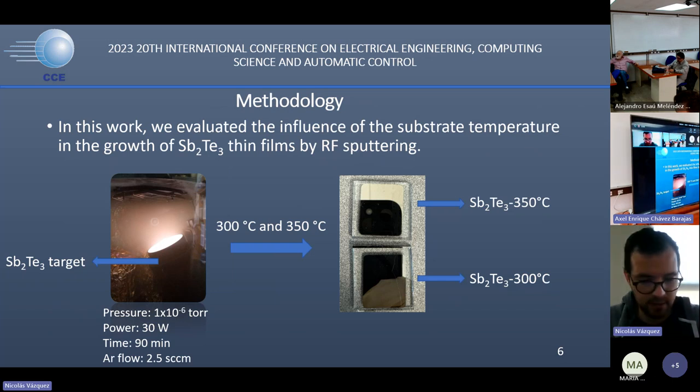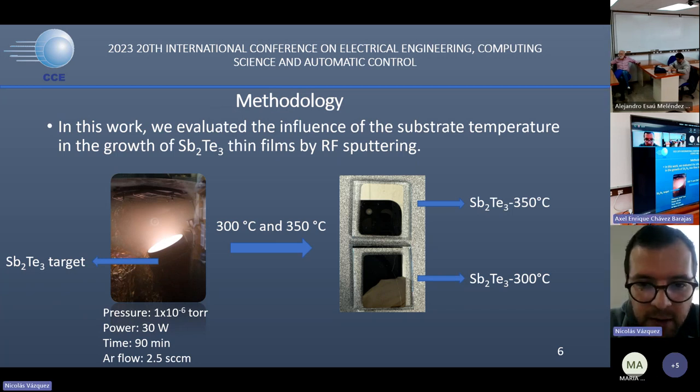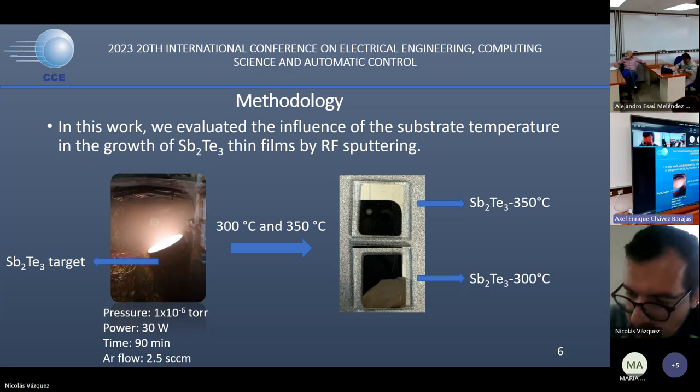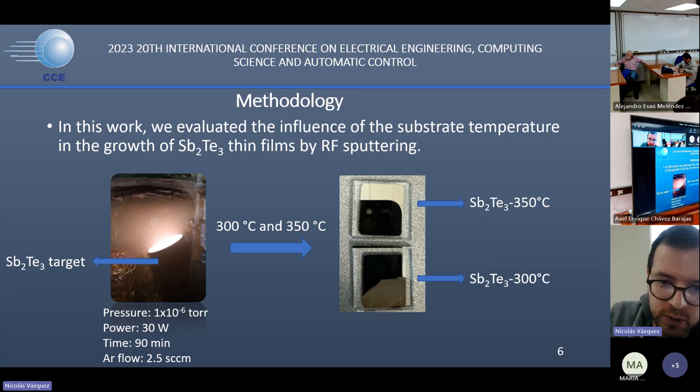The first one is, how many experiments did you make? How many layers did you deposit? How many experiments? It's only one layer at 300 and one at 350. That's exactly what I did: one layer of antimony telluride at 300 Celsius, and one layer of antimony telluride at 350 Celsius.